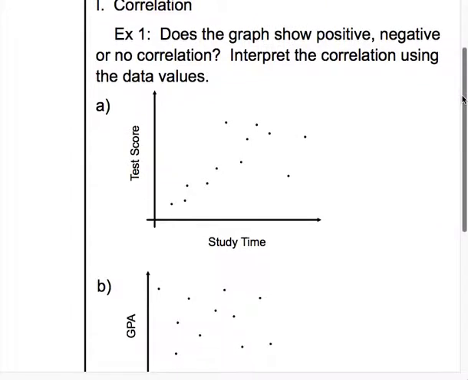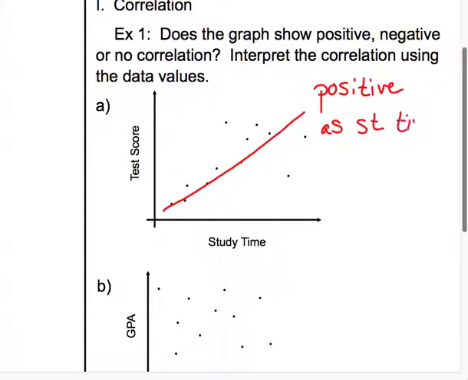So our first example here, we've got study time on the x-axis and test score on the y-axis. And as you can see, if we were to put a line through the data, the line is rising. If the line has a positive slope, there is a positive correlation between the data. Now in this case, some of the data values aren't real close to the line. I might call this a moderate positive correlation. But what this means in terms of the data values is that as study time increases, so does your test score.